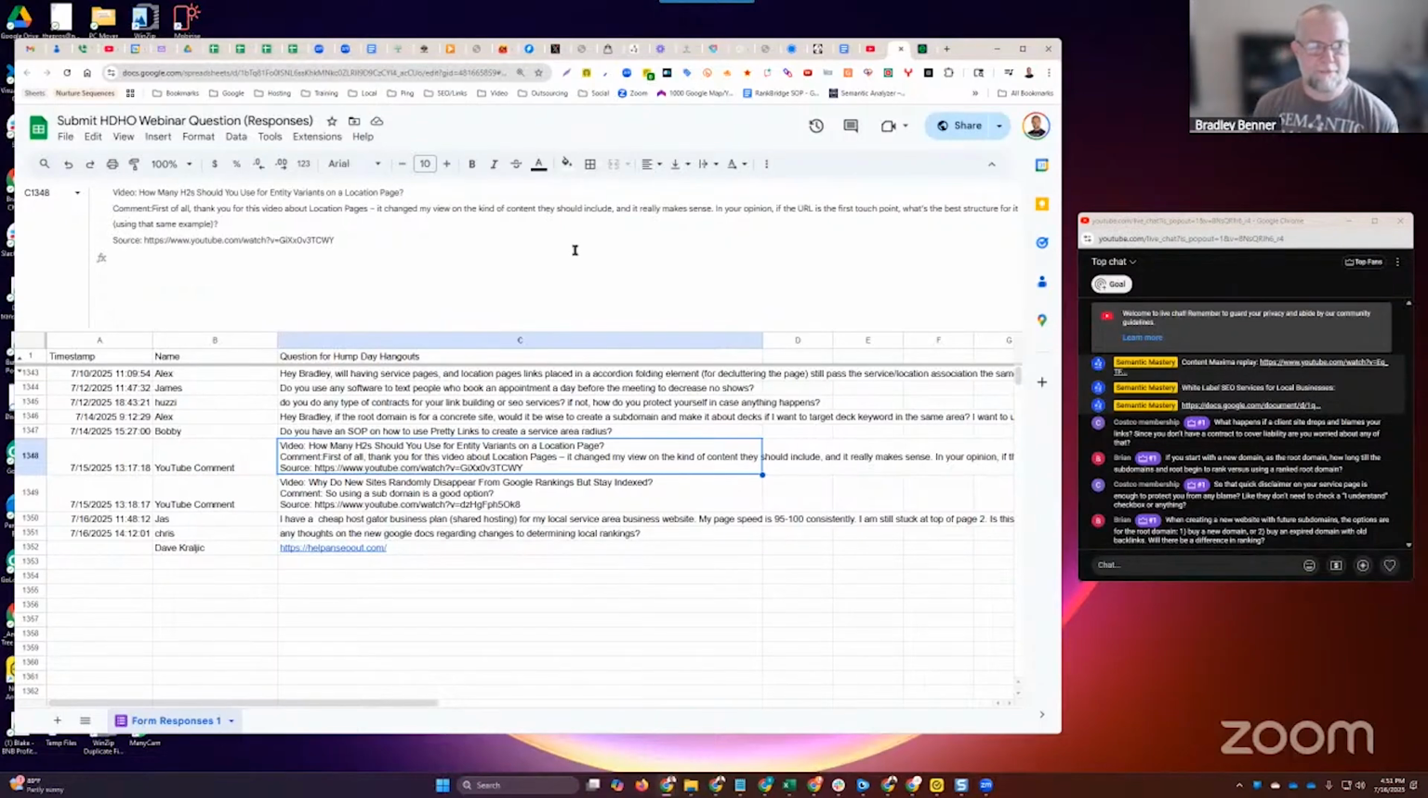Using that same example. I don't know what the example is there, but I think the question here was, I remember the question, how many H2s you use for entity variance on a location page? It doesn't matter. What matters is to use the appropriate number of H2s to convey the concept of what you wanted that article or that page to convey. Do you understand? Whatever it is that you were trying to accomplish with the content of that page determines the number of H2s that you use. You see what I'm saying? Don't use more just because.